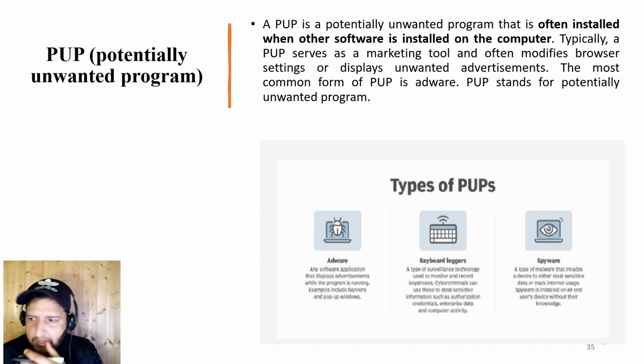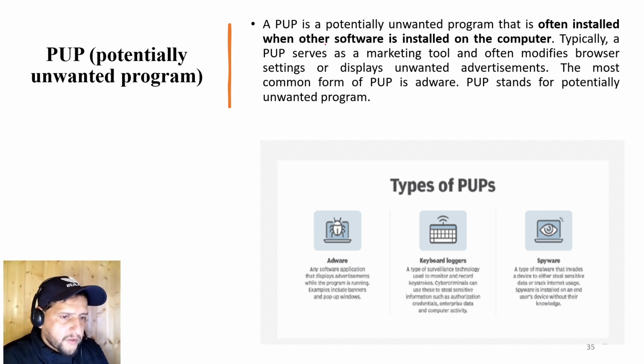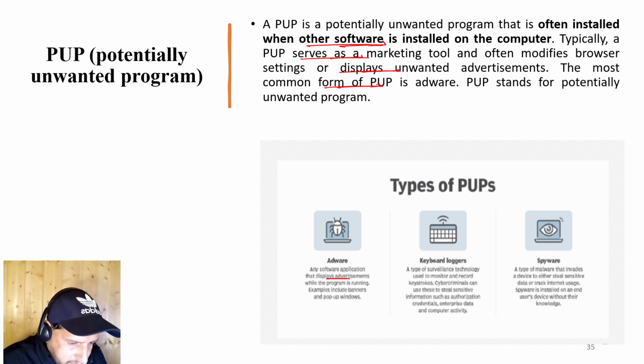PUP is a potentially unwanted program. So this is an unwanted program that is often installed when other software is installed on a computer. Typically a PUP serves as a marketing tool and often modifies browser settings or displays unwanted advertisement. The most common form of PUP is adware. PUP stands for potentially unwanted program. So adware is any software application that displays advertisement while the program is running. Examples include banner and pop-up windows.